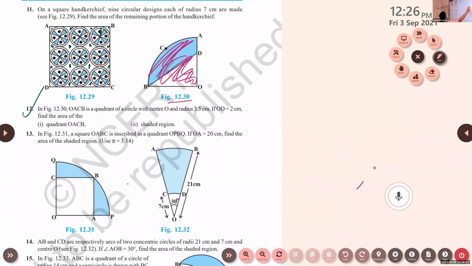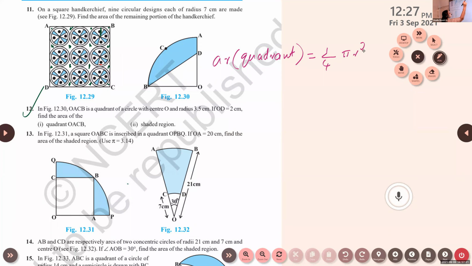Okay, shall we start? I'm writing the question. First, we will find quadrant OACB. To get that, the formula is what? Area of the quadrant is equal to 1/4 pi r squared, because the angle is 90, and 90/360 is 1/4. By the formula of sector, we can write 90/360, which is 1/4, so 1/4 pi r squared.